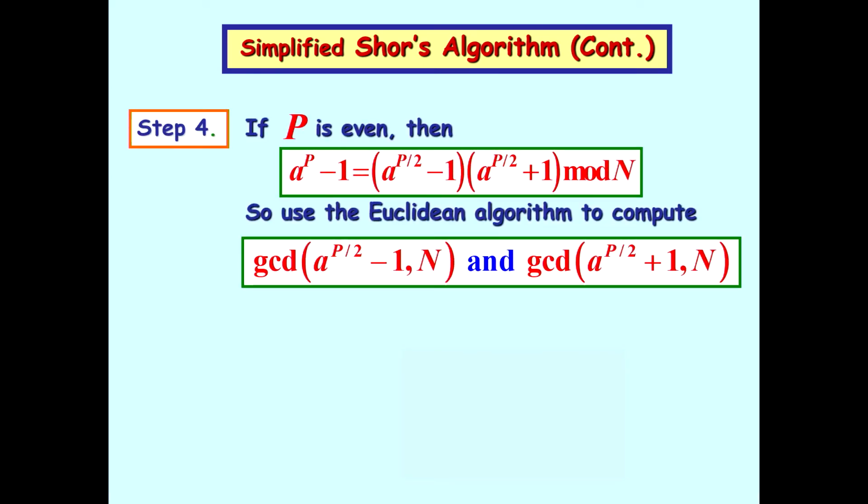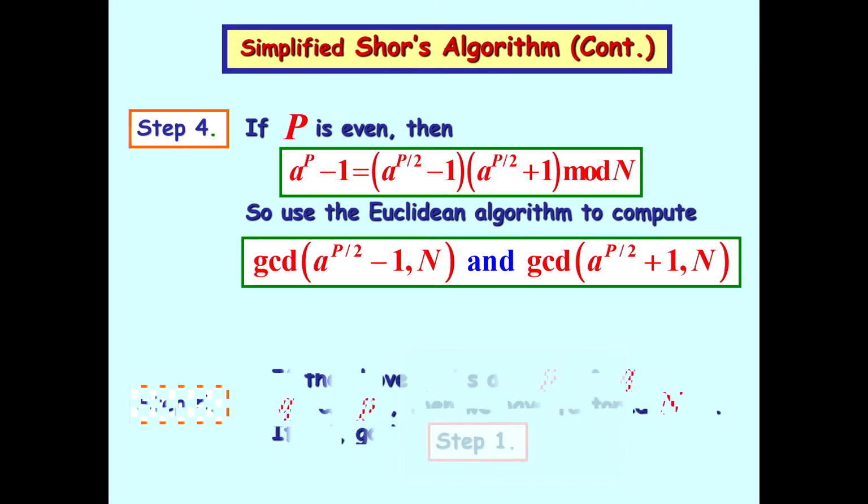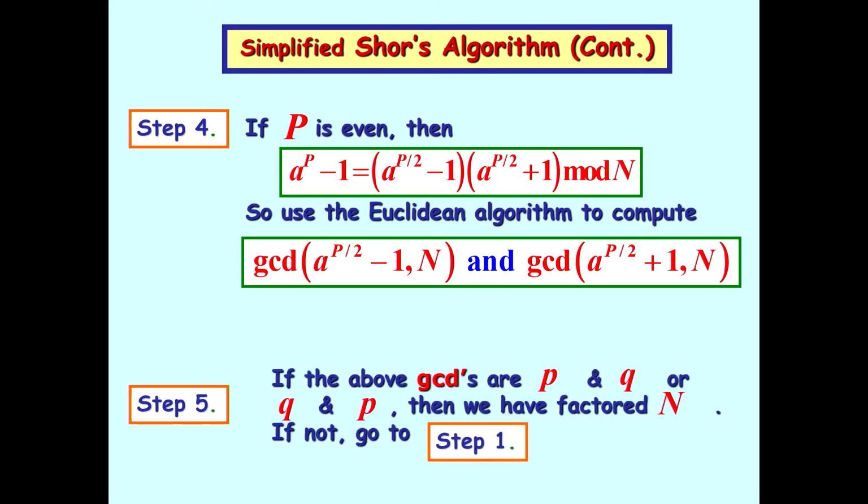Step 4, if p is even, then a to the p minus 1 can be factored, mod n, into two polynomials in a. This is high school algebra. And so the Euclidean algorithm can be used to compute the GCD of these two factors. If the above GCDs are p and q or q and p, then we've factored n. If not, we'll just go back to step 1 and repeat it again.